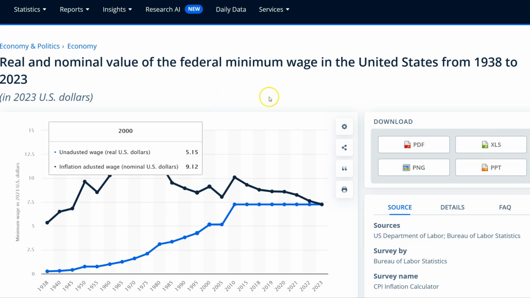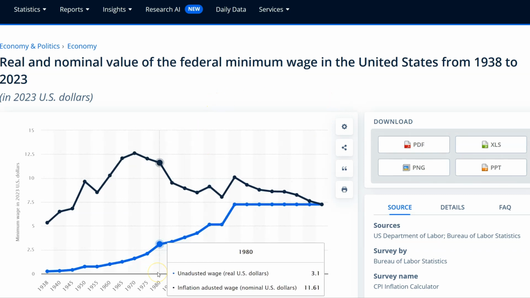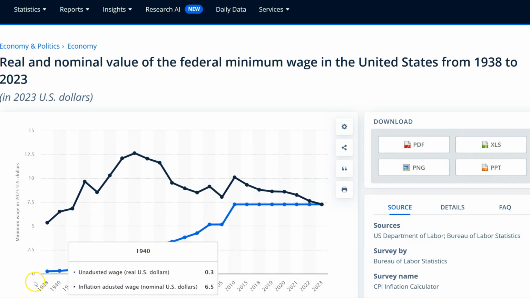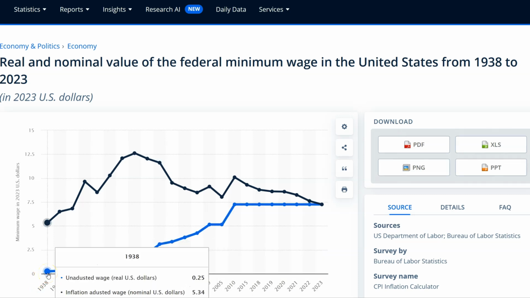So what this graph shows us is both the nominal and inflation adjusted, or the real, wage. We can see it started back in 1938. And what this tells us is that it was set at 25 cents an hour, which adjusted for today's dollars, or at least 2023's dollars, would have been about $5.34.